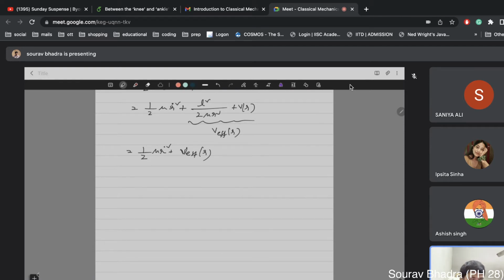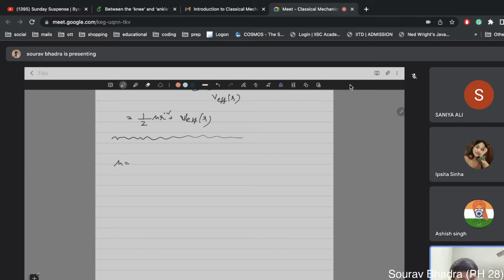I mean 1 by distance square. Now some approximation we will do here. So suppose we have defined mu is equal to m1 m2 by m1 plus m2.